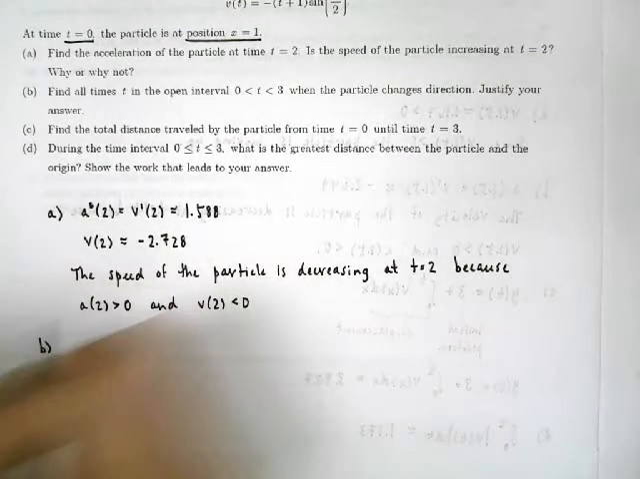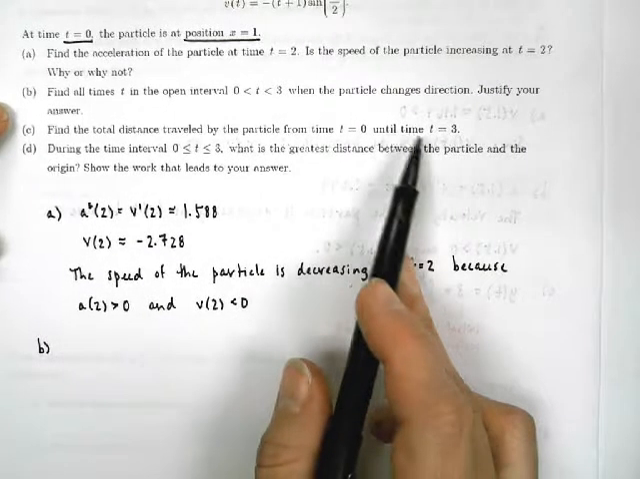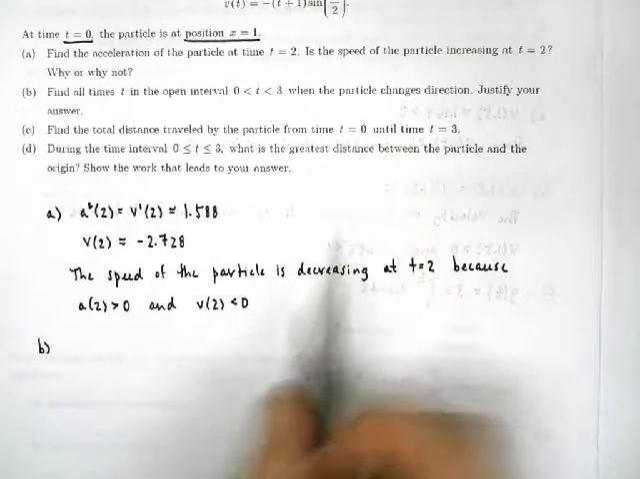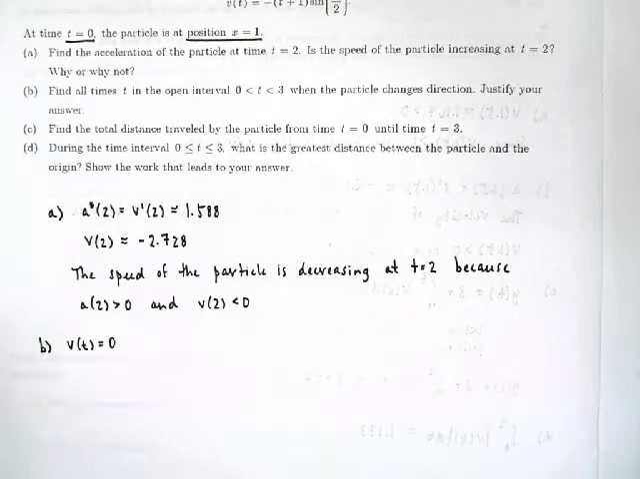Okay, so for part B, now I'm going to find all times t in the interval from 0 to 3 when the particle changes direction, and we need to justify our answer. So we know it changes direction. We need to find when v of t equals 0 to start.